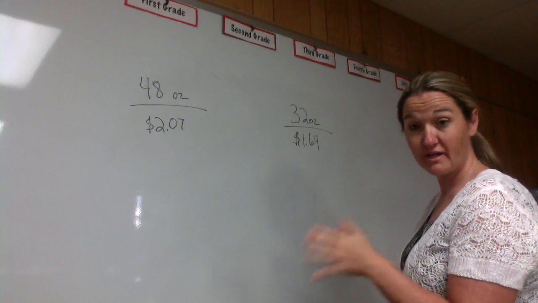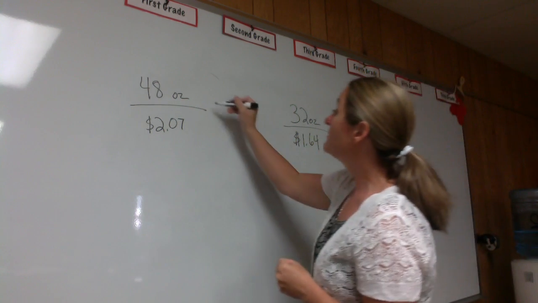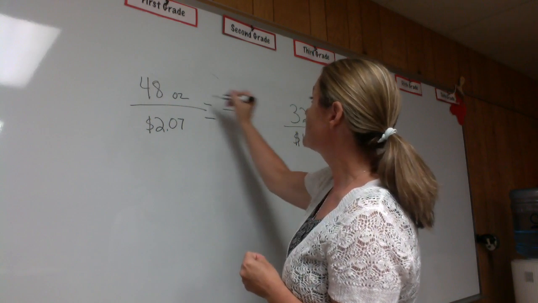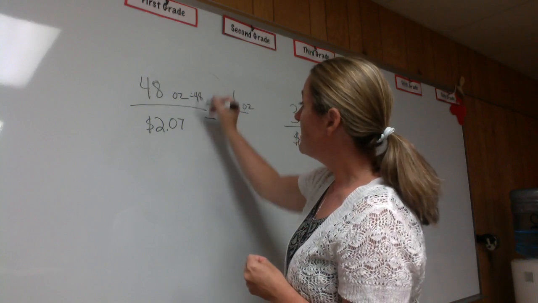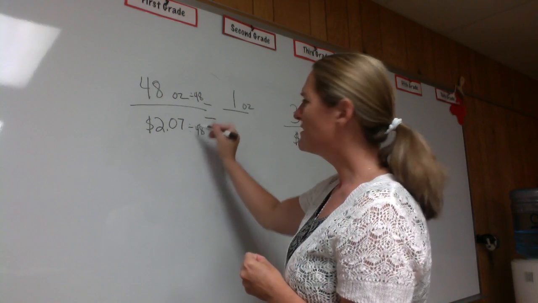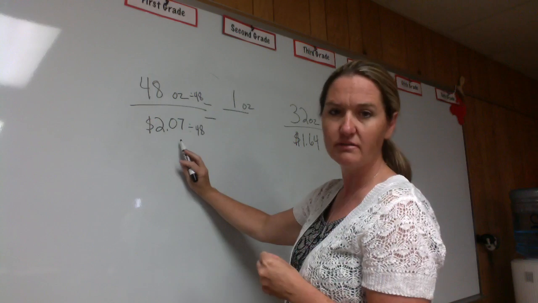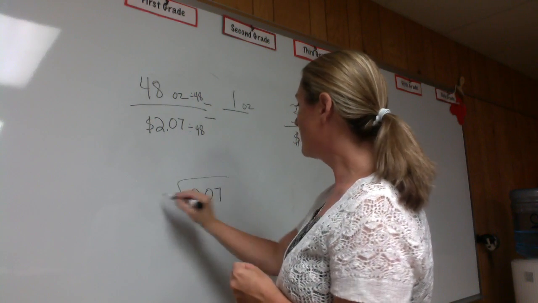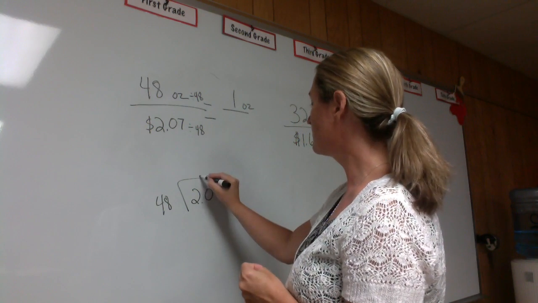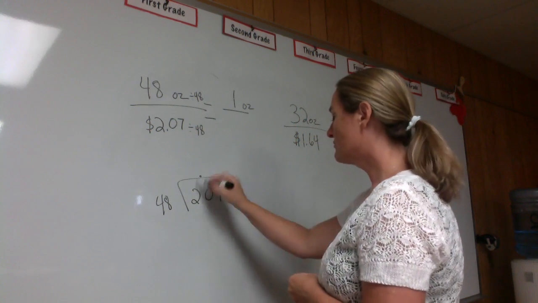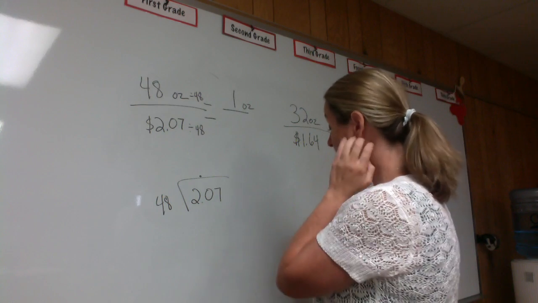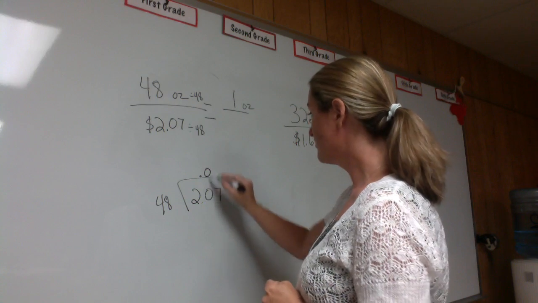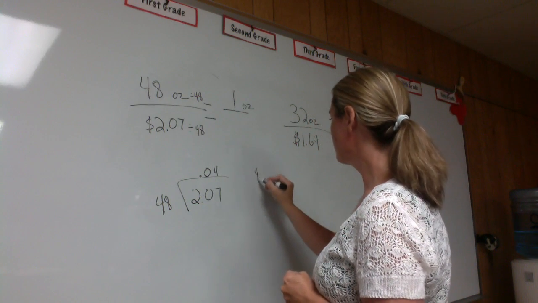We need to find the unit rate per ounce for each of these deals. So, well, we're going to have 1 ounce over here, which means I have to divide by 48 and also divide this by 48. I can already tell this probably isn't going to work out very evenly. So $2.07 divided by 48. Bring the decimal up. All right, well, then going to 2, then going to 20, it goes into 207 four times. So put a 0 there because it doesn't go into 20.